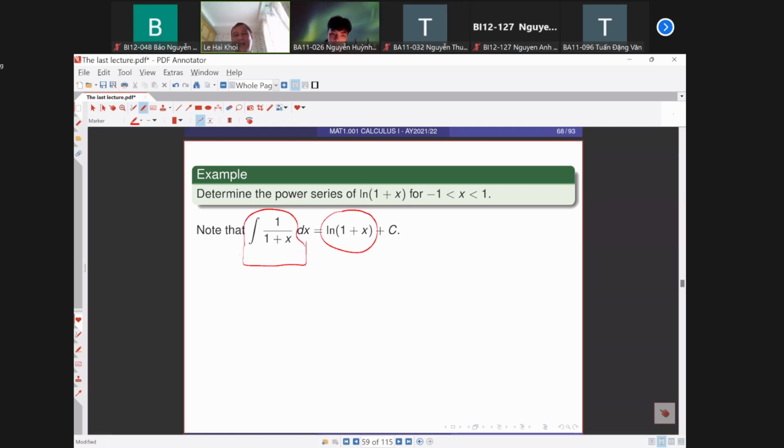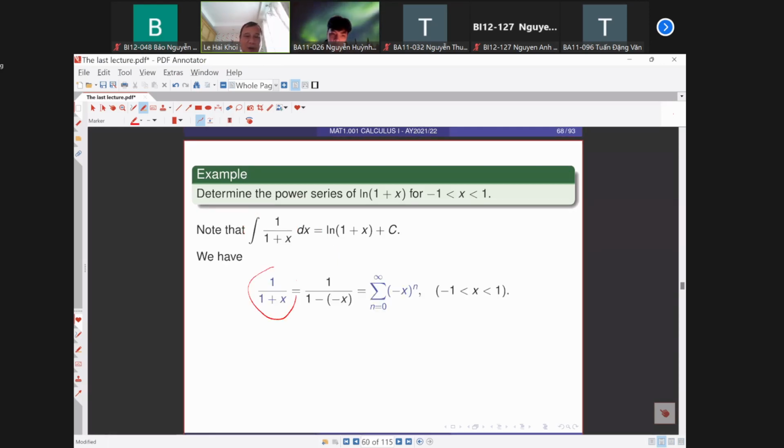1 over 1 plus x we can represent in a power series. How? We write 1 over 1 plus x as 1 minus the negative of x. And then you apply the geometric series to get negative x to the power n. So here you have the valid interval is negative 1 to 1, the same, right? Because it is 1 over 1 plus x.